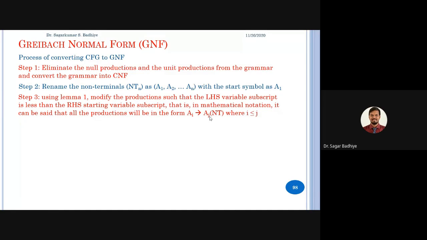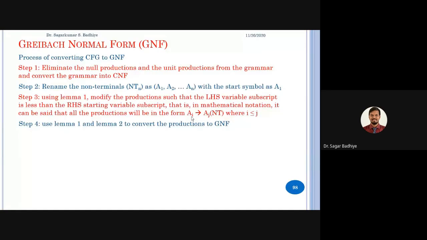So this is to be eliminated, and for that we would be making use of lemma 1. What is lemma 1? We'll see in a while, right? So you need to just look at the subscript value. If the subscript value of the left hand side variable is greater than the subscript value of the leftmost symbol of the RHS of the production, then we have to apply lemma 1, right? So this is step 3.